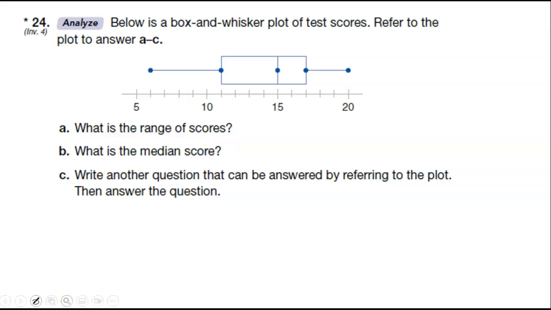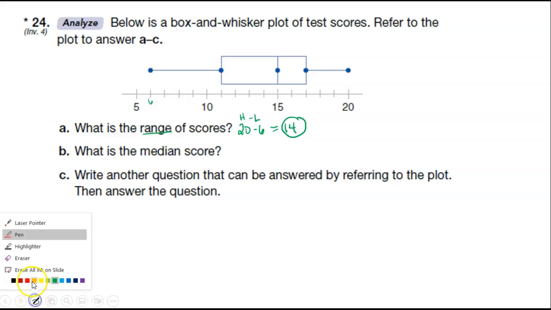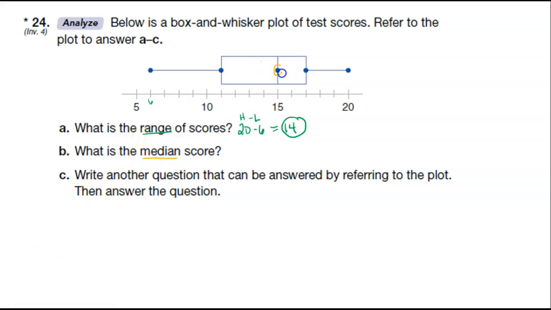Oh boy, box and whisker plot. Yay. Not really. Okay. So let's see. What is the range of the scores? So this is 6, and that's 20. So this is 20 minus 6, because range is the highest minus the lowest. And that's going to be 14. What is the median? The median is the middle, which is this guy. So that's going to be 15.